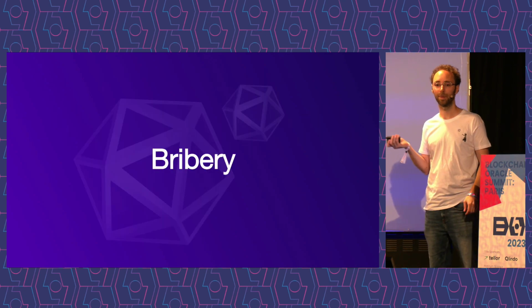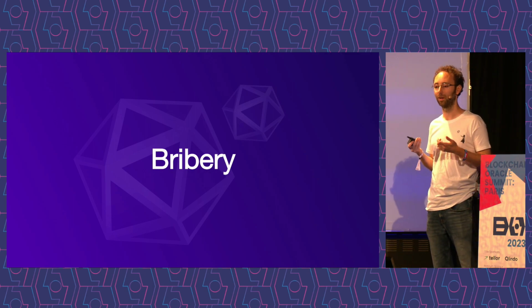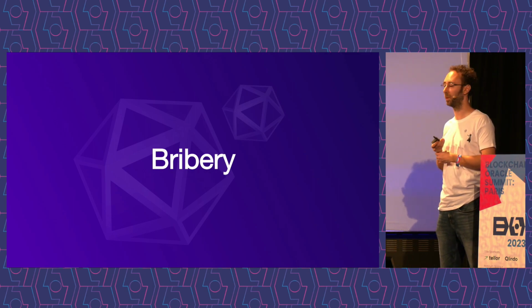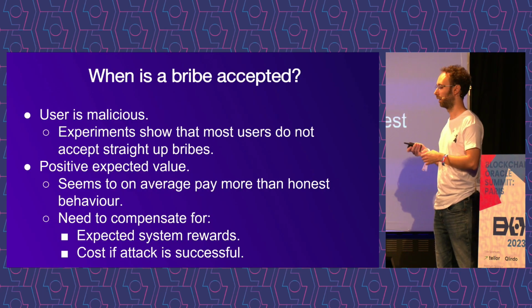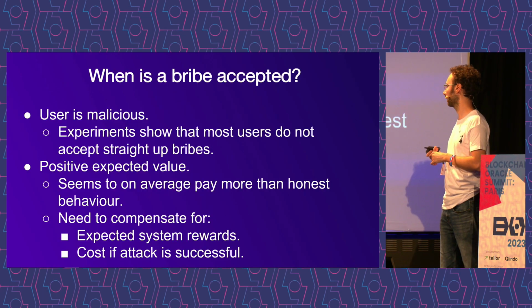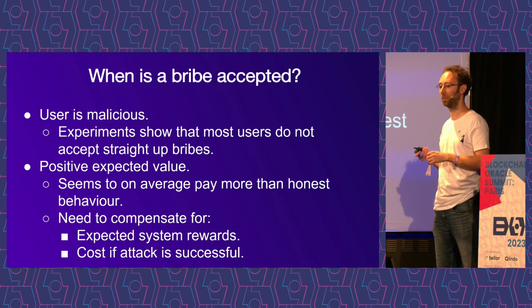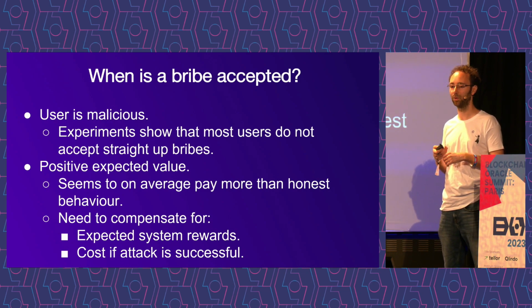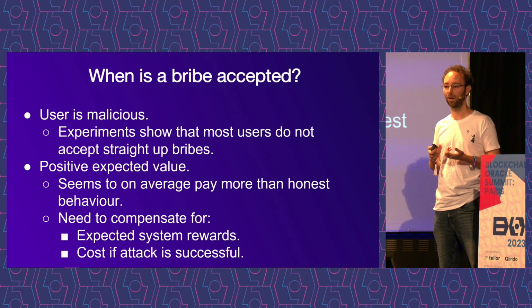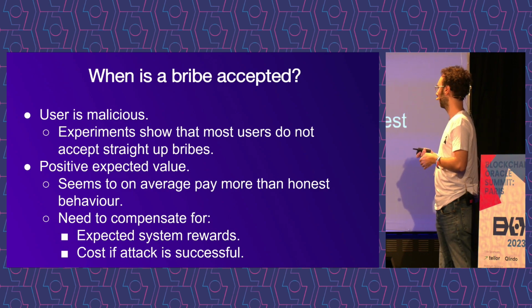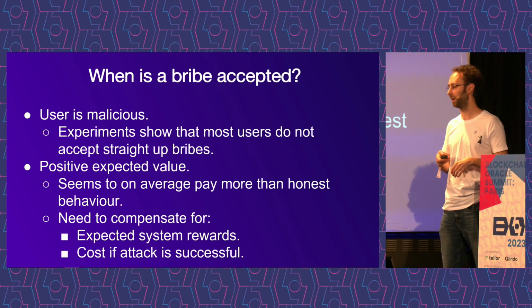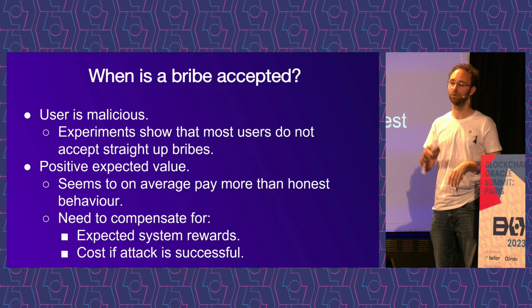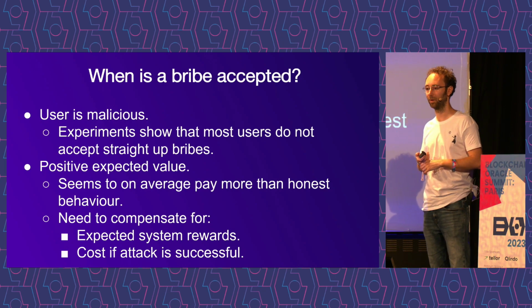Now on bribery, if you can't get the capital, maybe your way to attack it is to pay people having the capital. First thing to say is that, in general, most users tend not to be malicious. So most people, when you try to propose them bribes, they will tend not to accept those. At least when they are straight up, hey, I give you this money, and you falsify the result of your vote.